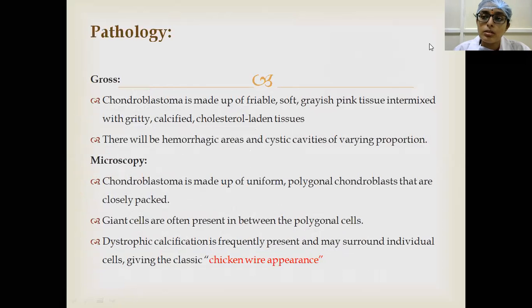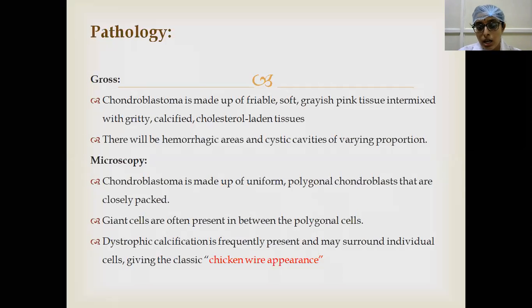And coming to the pathology, chondroblastoma is made up of friable soft grayish pink tissue intermixed with gritty calcified and cholesterol laden tissues. There will be some hemorrhagic areas and cystic areas. Coming to the microscopic features, there are polygonal chondroblasts, which are the predominant cells, and occasionally there will be some giant cells present between them. Surrounding these polygonal chondroblasts, there will be pericellular calcification.